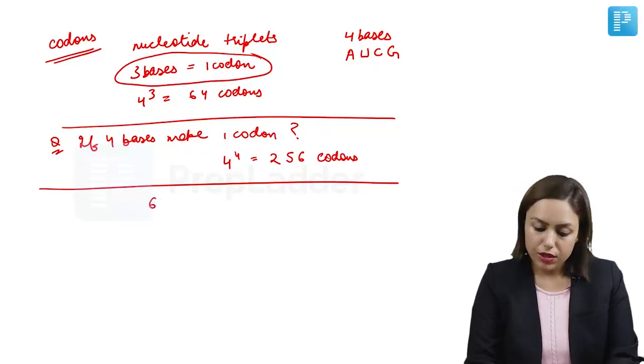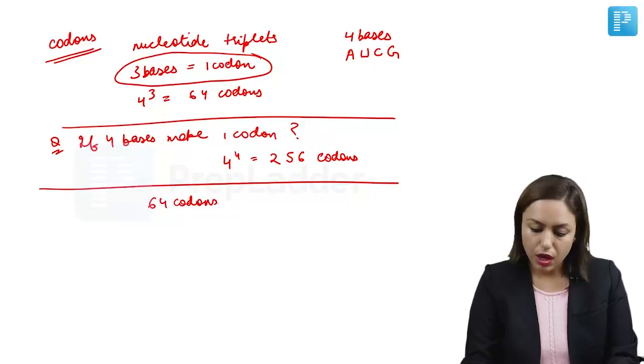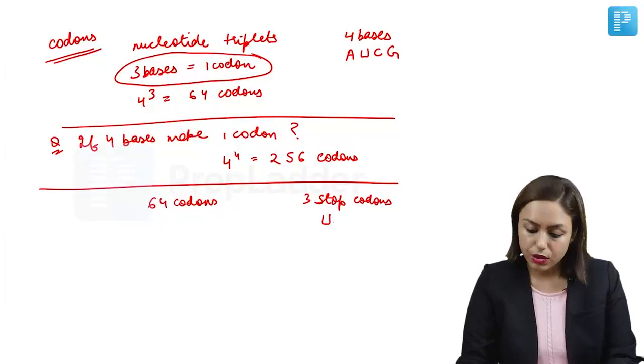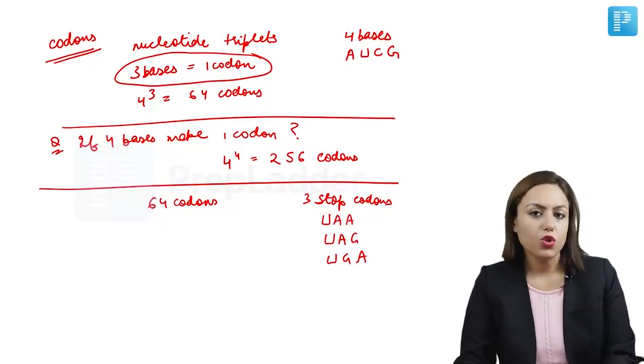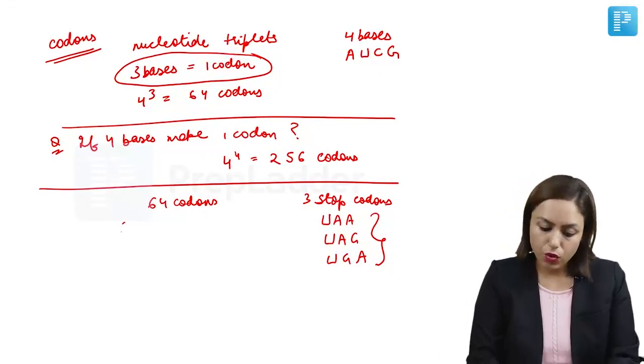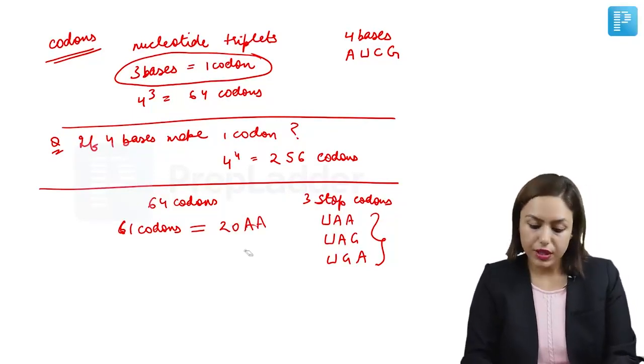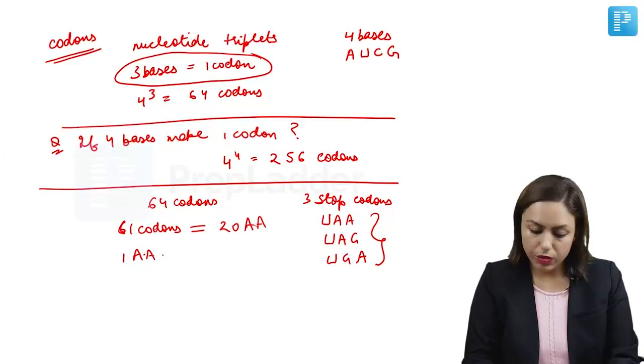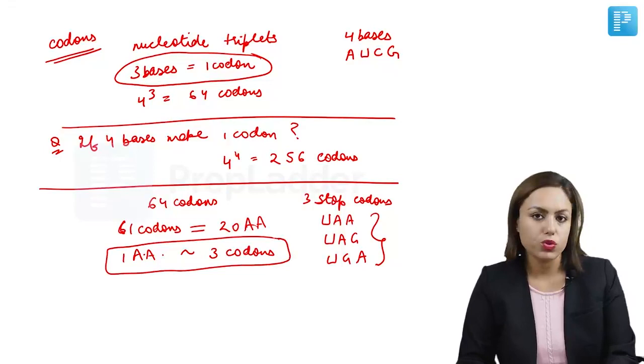So we have 64 codons, out of which 3 are stop codons, that is UAA, UAG and UGA. Stop codons means they will not give any amino acid, right? They will not code for any amino acid. So we have 61 codons for approximately 20 amino acids. Or we can say that for each amino acid we have approximately an average of 3 codons, right?